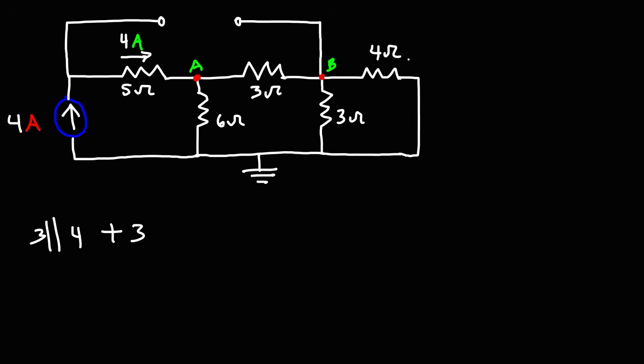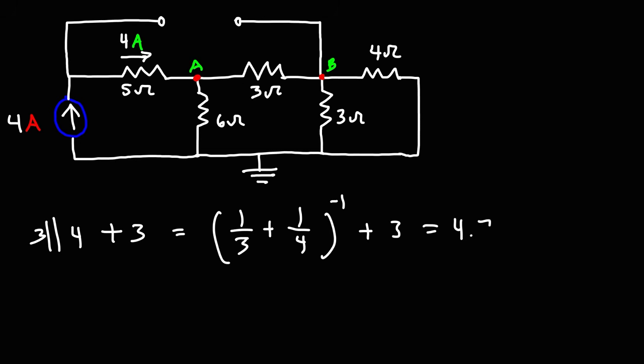Let's calculate the equivalent resistance of these 3 resistors. So it's going to be 1 over 3 plus 1 over 4 raised to the minus 1, and then plus 3. So you should get 4.7143 ohms for the equivalent resistance of those 3 resistors. So I'm just going to rewrite that here.